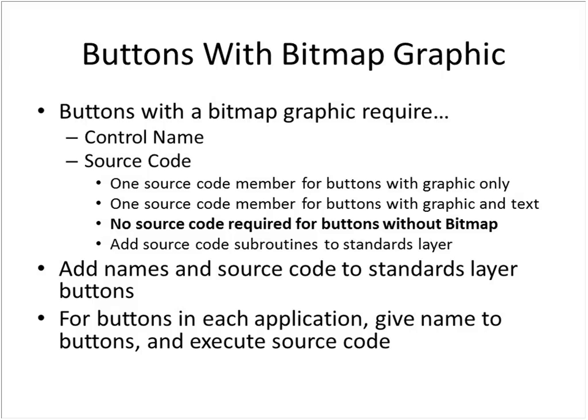And then in your applications, say you've added 5 more buttons. You just go into those 5 buttons, give them a unique control name, and then in the action diagram, you're going to send it into the appropriate subroutine based on whether or not the button has a graphic only or a graphic and text. So it's pretty easy to do. This part does take a little bit more effort and time, but it's well worth it in the end.